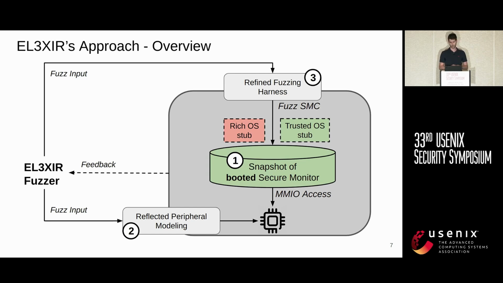If you take a look at number 1, you can see that we run a snapshot of the booted secure monitor, which allows us fast resets during fuzzing. Marked with 2, you can see our technique called reflected peripheral modeling, where we can automatically solve the hardware dependencies that arise via MMIO of the secure monitor at runtime, and we use fuzzing input to do that.